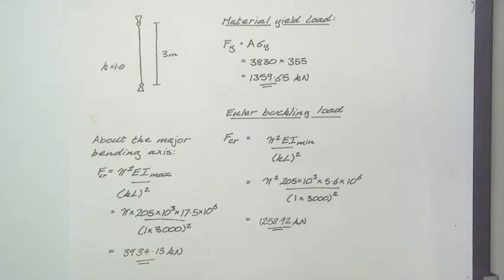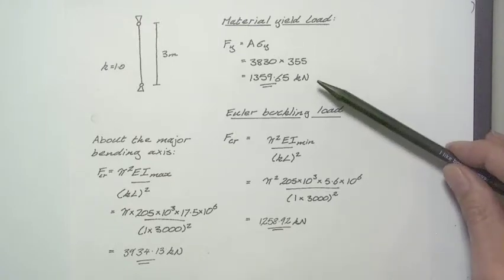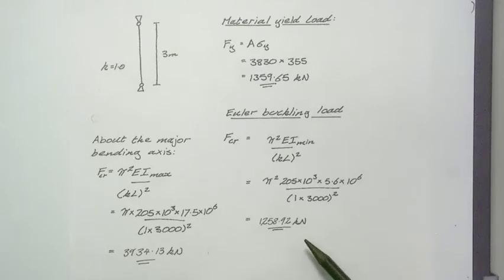For buckling about the major bending axis, we get a value of about 3900 kilonewtons, so clearly well in excess of the material yield load. But for the minor bending axis, we get a Euler buckling load of around 1200 to 1300 kilonewtons. And so we can see that in this case, this is just below the material yield load. So obviously this is the critical axial load, at which point our elastic design would begin to fail.